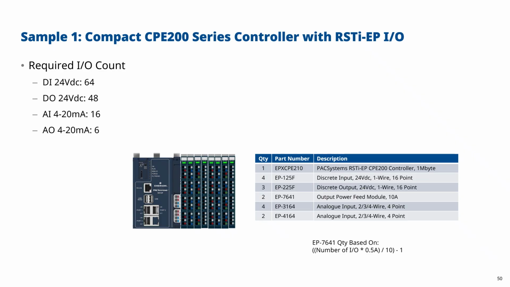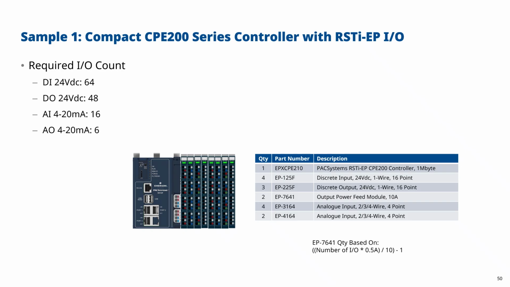So here's our first requirement. So this is for a smallish system. It's between about 100 and 150 I/O. And by the time you've added spares, there might even be a bit more. But in this case, I'm assuming that the I/O count includes the spares requirement. So we've got 64 24 volt DC in, 48 24 volt DC out, 16 analog in, and 6 analog out.